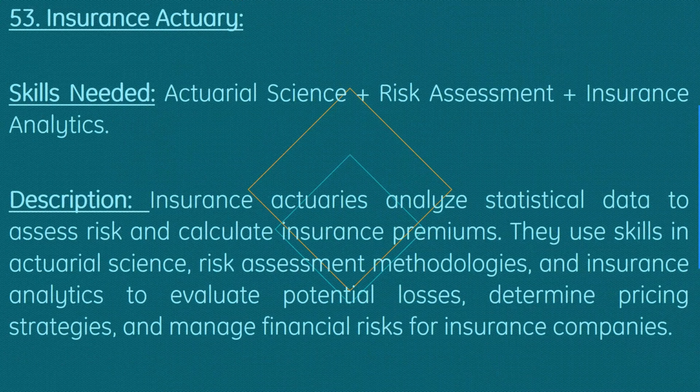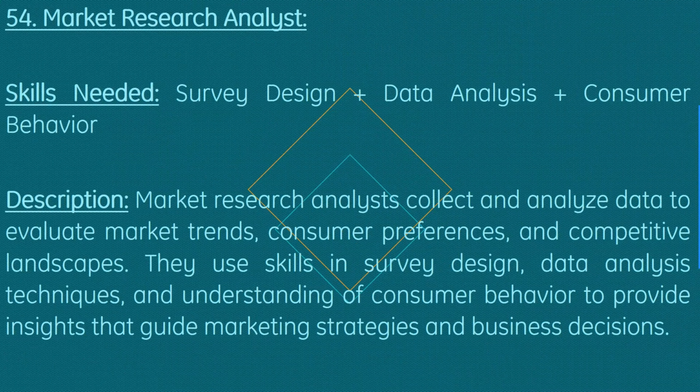Moving on, we have insurance actuary. The skills needed for this position are actuarial science, risk assessment, and insurance analytics. Insurance actuaries analyze statistical data to assess risk and calculate insurance premiums. They use skills in actuarial science, risk assessment methodologies, and insurance analytics to evaluate potential losses, determine pricing strategies, and manage financial risk for insurance companies.